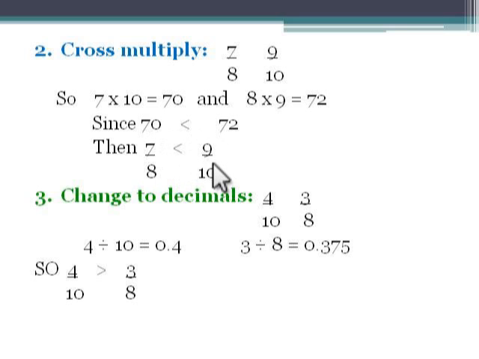Okay? The third way to do this is to change them into decimals. So if we had 4/10 and 3/8, we would divide them. 4 divided by 10 is 0.4. 3 divided by 8 is 0.375. And 4/10 is larger. All right. We're going to practice some of these.